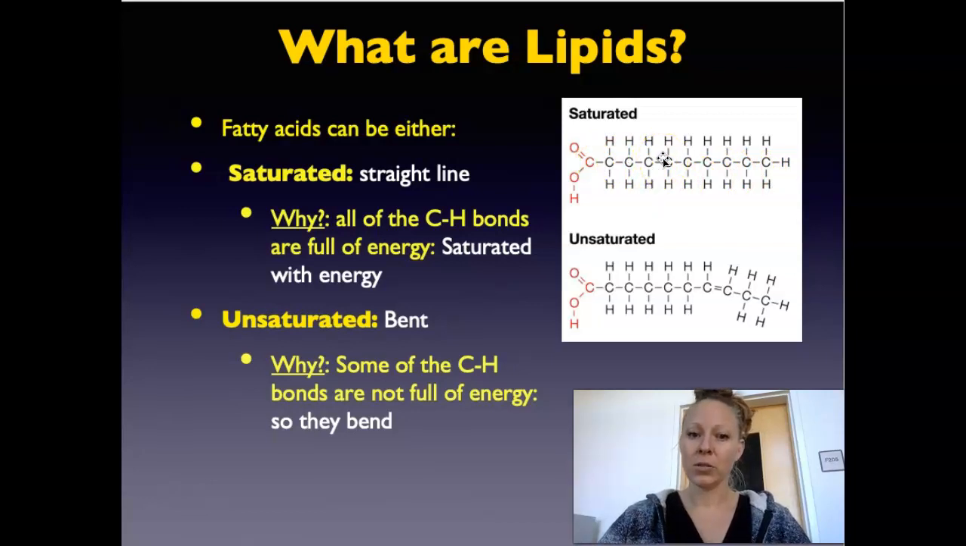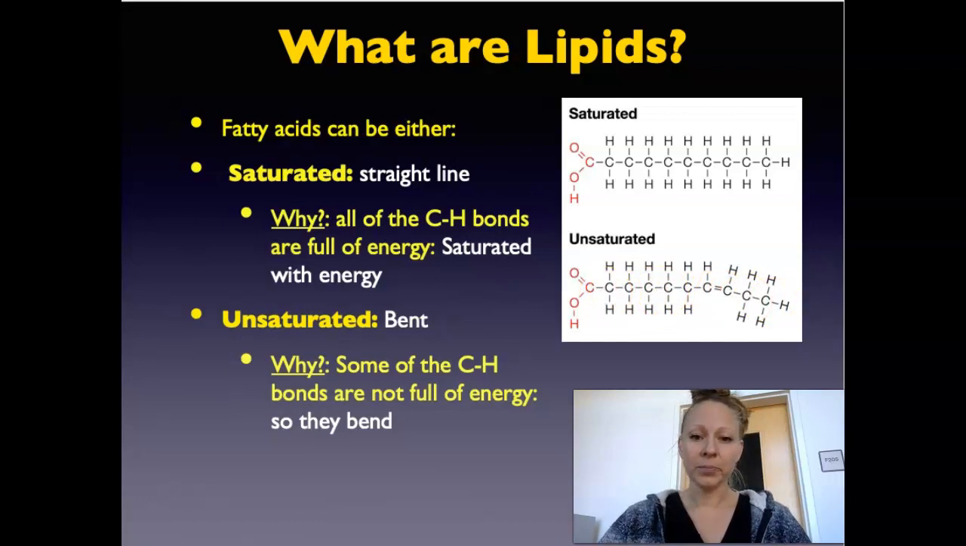An unsaturated fat, or an unsaturated fatty acid, is a bent one. So here it is, you can see that there is less energy here in this bond, in the carbon-carbon bond. And that's what causes it to be bent. And that's why we call it an unsaturated fat. It is going to be less saturated with energy.